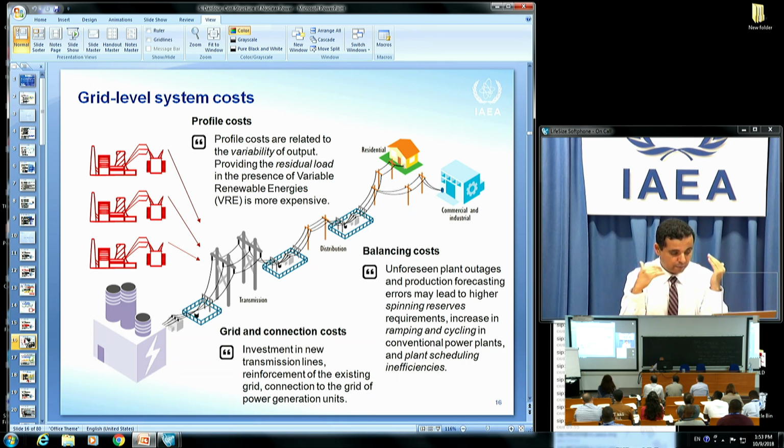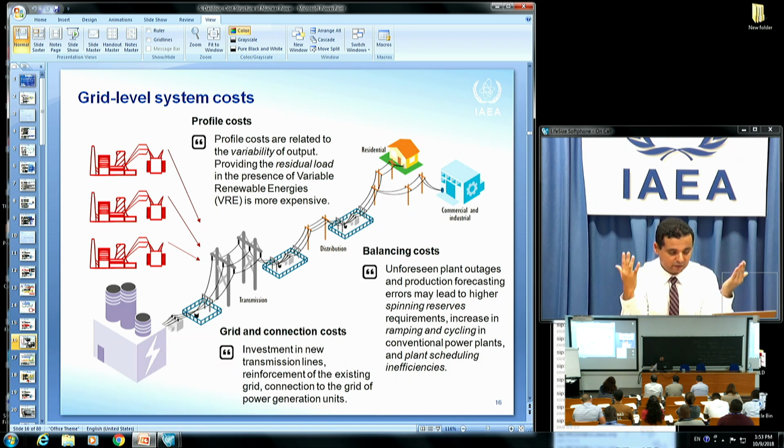The first type, what we see at the top, are the costs related to the variability of output. So when we have a variable output from renewables, for instance, we need some backup capability. And this backup capability should be dispatchable when there's no wind or no sun. So this is what we call profile costs.